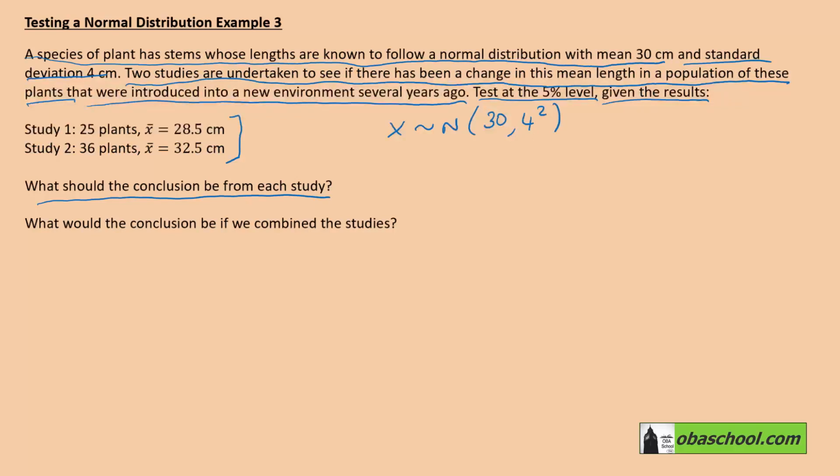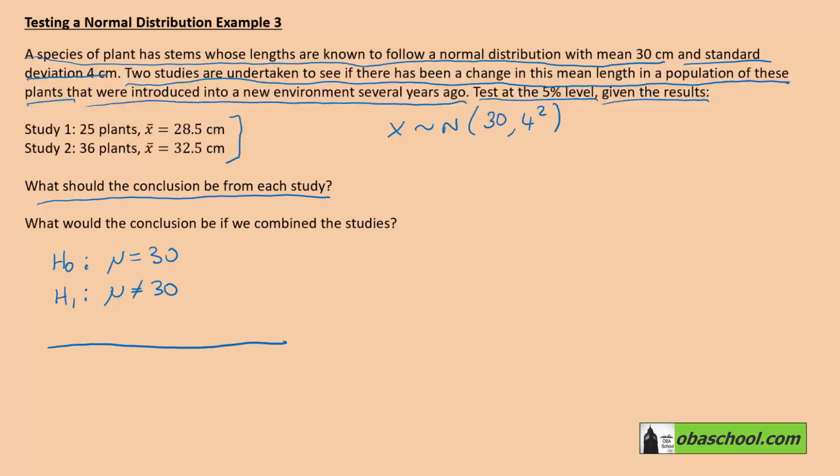Well, we know here that the null hypothesis is that mu is equal to 30. The alternative hypothesis, because we're just looking for a change, is mu is not equal to 30. That means we get a two-tailed test.